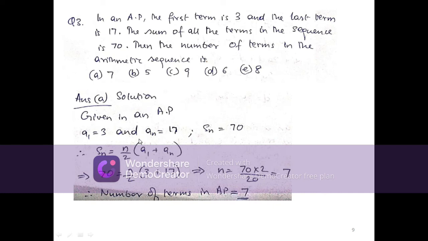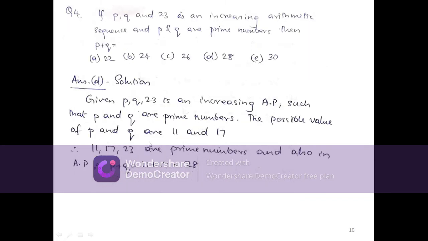So that is how you have got the number of terms in the arithmetic progression equal to 7. When you substitute in this formula, n equal to 70 into 2 by 3 plus 17, that is 20, equal to 7. So option A. We'll go to the next question, that is question number 4.